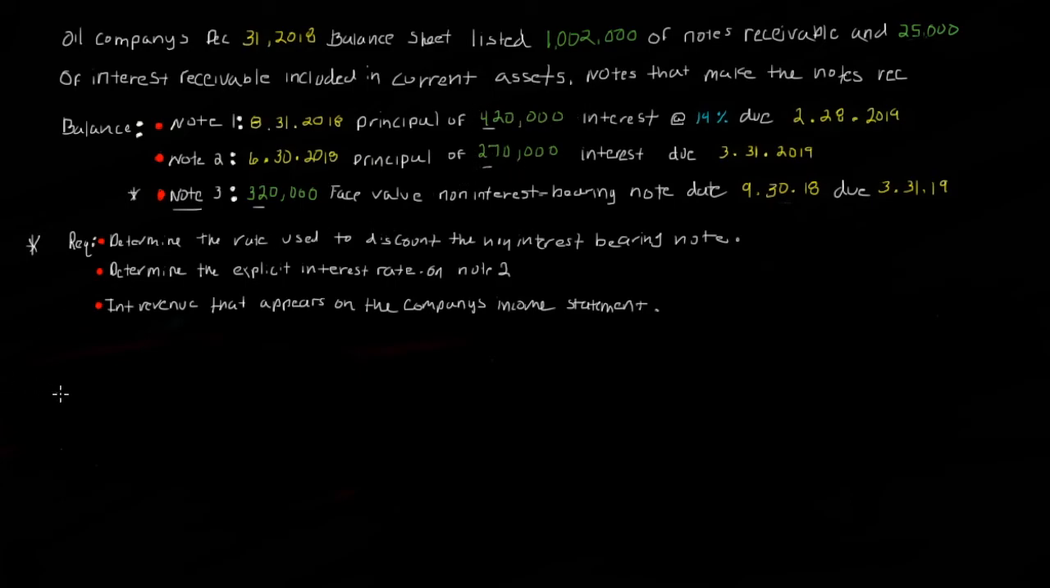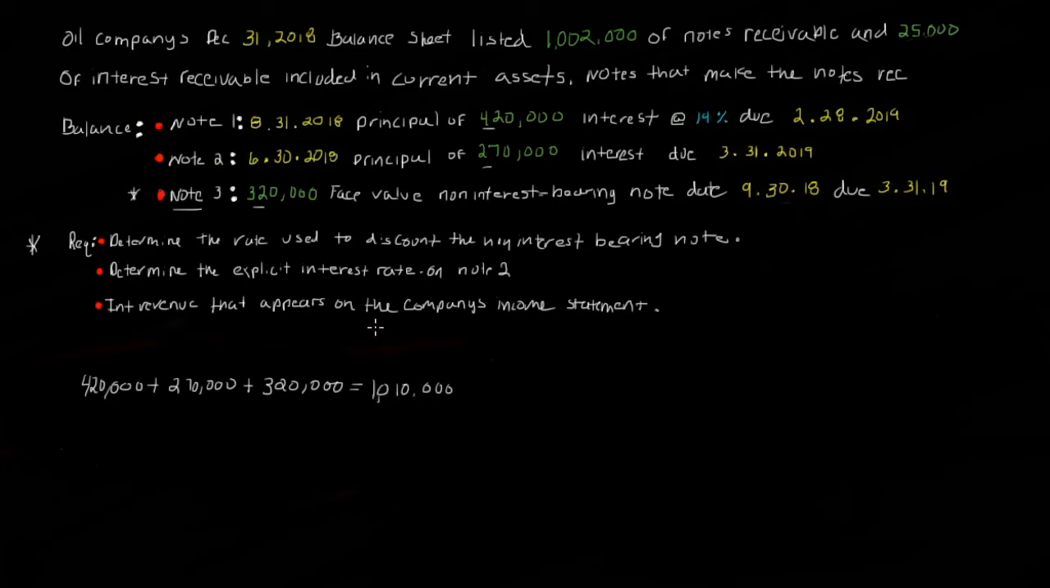So the first thing we're going to do is combine these values right here, all the notes receivable values, and these are all at face value. So I'm going to combine all those: 420,000 plus 270,000 plus 320,000. And you should get $1,010,000.